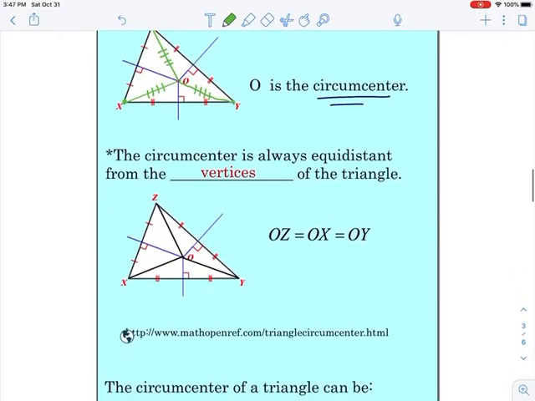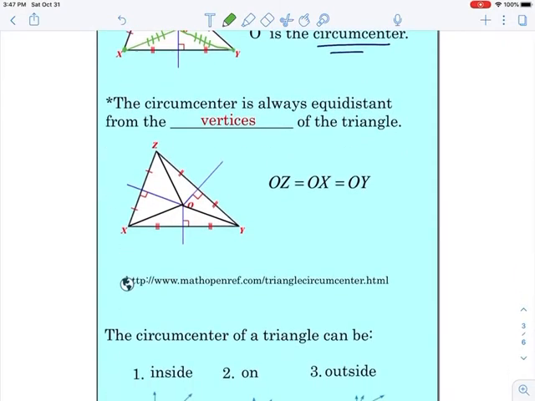And that's what this bottom picture is. So the circumcenter is always equidistant from the vertices of the triangle. And again, that means that OZ is congruent to OX, which is congruent to OY. So those three pieces are going to be equal.